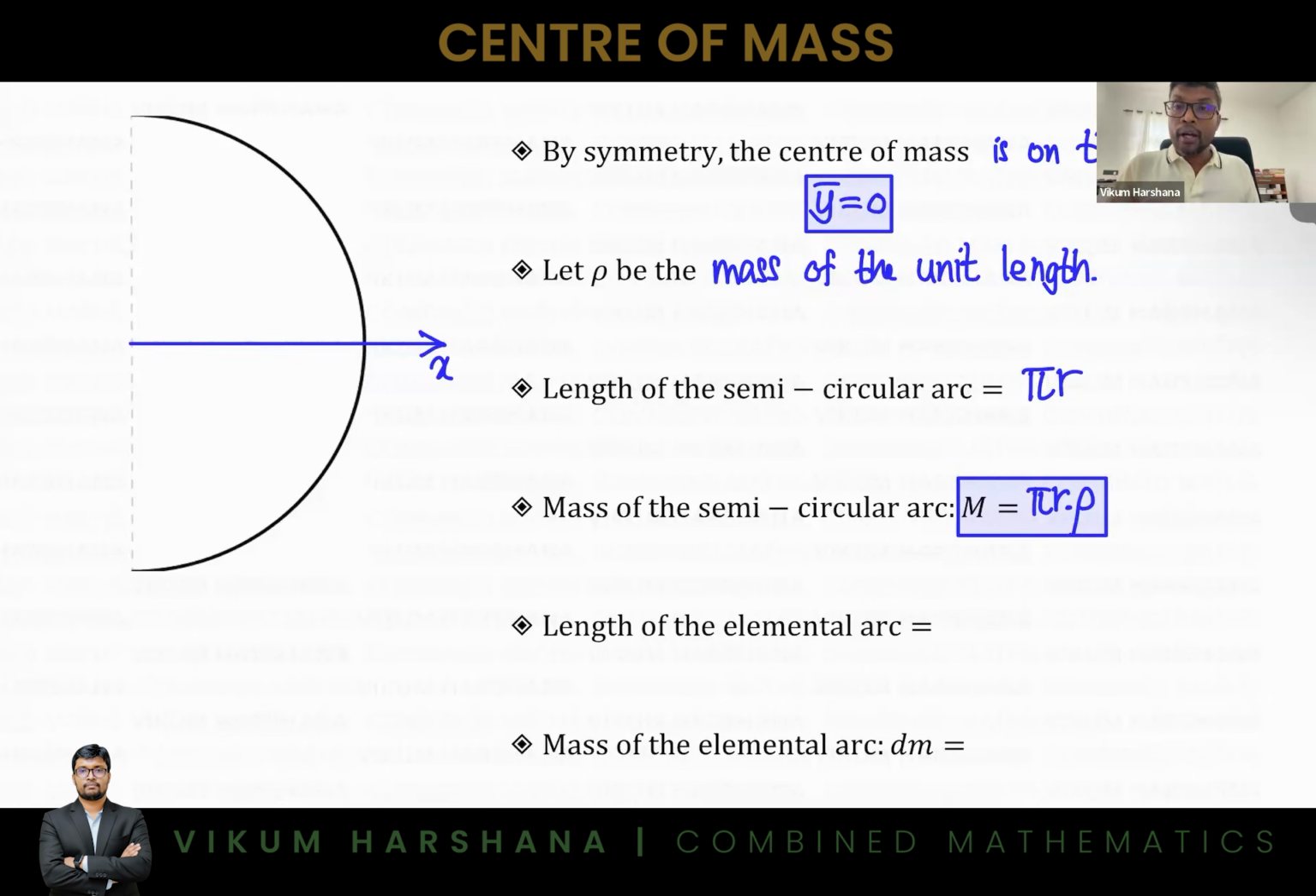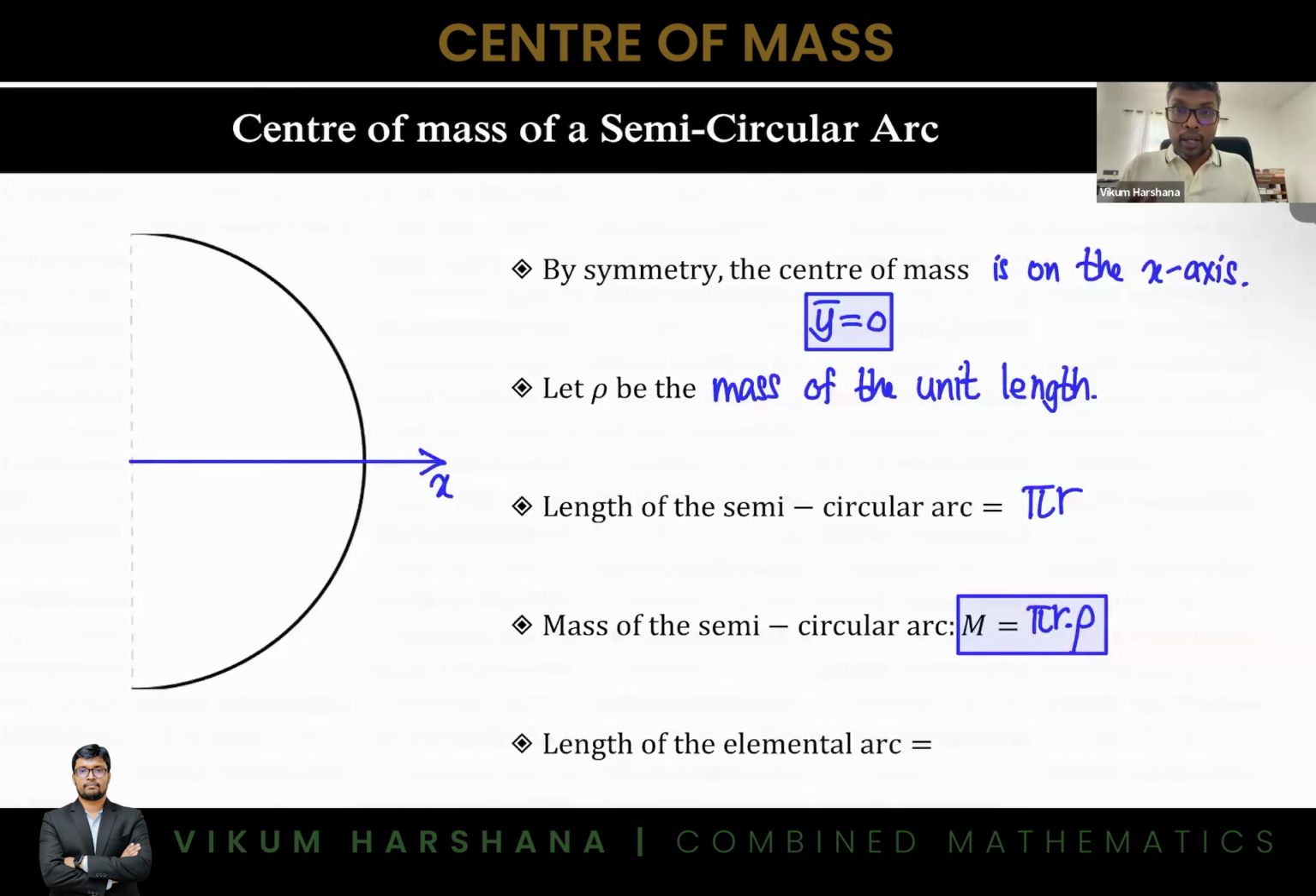Now let's focus on the elemental arc. The elemental arc is the component that made this whole arc, the tiniest little component. So first of all, we have to define an elemental arc. Look at this. You can clearly see this whole arc can be represented by parts of small arcs. So we are going to only focus on one part.